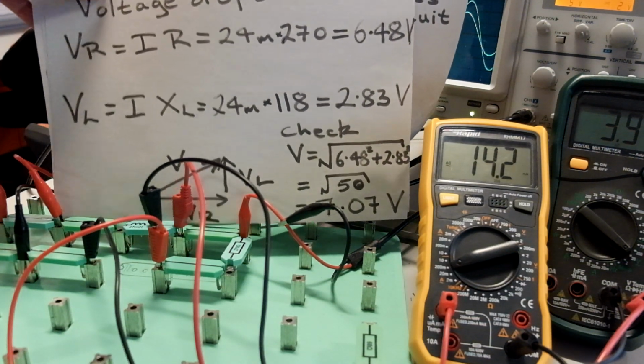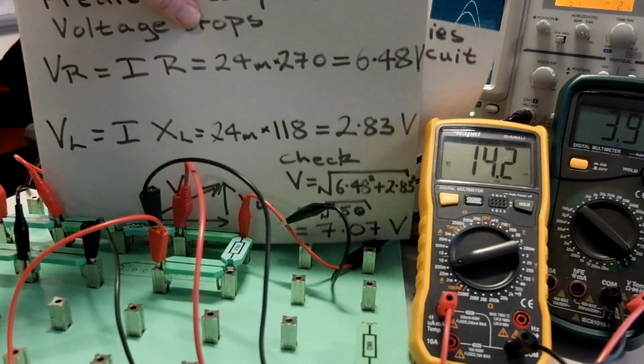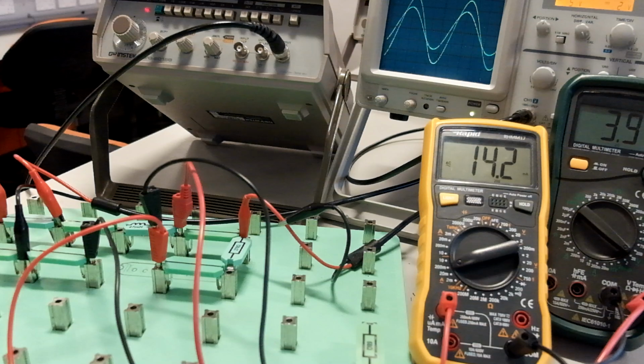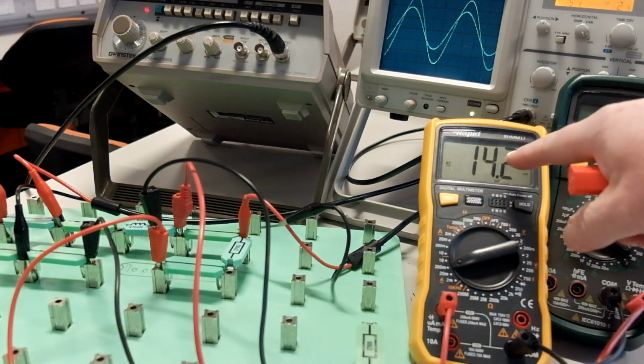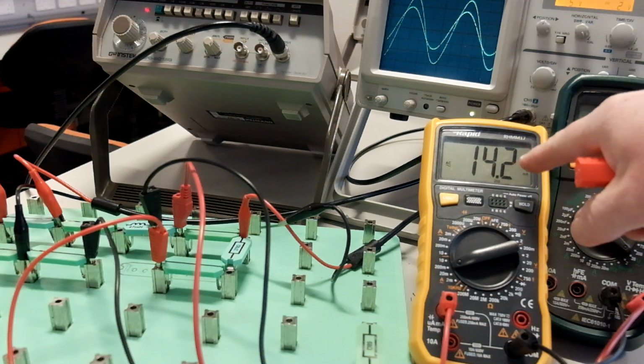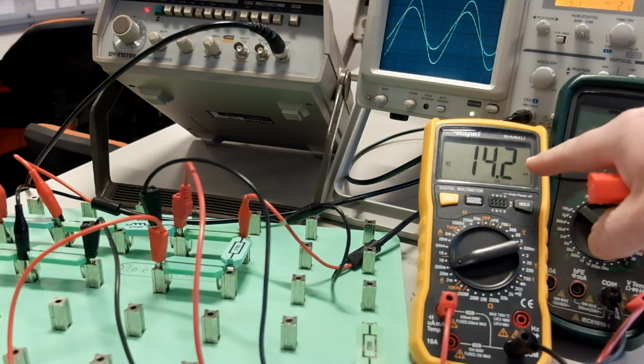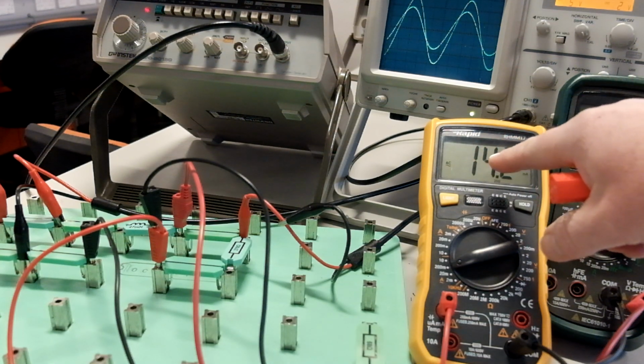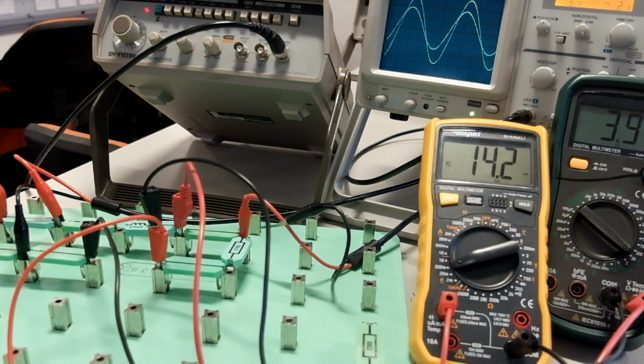So we can see from this circuit that we don't have 24 milliamps, we only have 14 milliamps flowing in the circuit through this current meter. We have 3.91 volts across the resistor. Now the prediction was 24 milliamps from circuit theory, and for the voltage drop across the resistor, the prediction was 6.48.